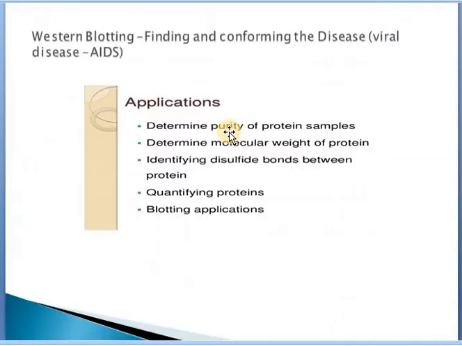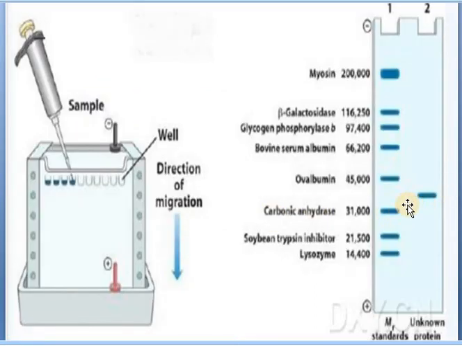So, applications of SDS-PAGE. When we look at the major applications, it is generally used for finding and confirmation of various viral infections such as AIDS. It's a confirmation test. Then determining the purity of a protein sample. Suppose a protein is isolated from a biological sample, whether it is pure or not, we will conclude by using this electrophoresis. Then determining the molecular weight of a protein by placing it in the well and comparing with a gel ladder, we will determine the molecular weight of the protein.